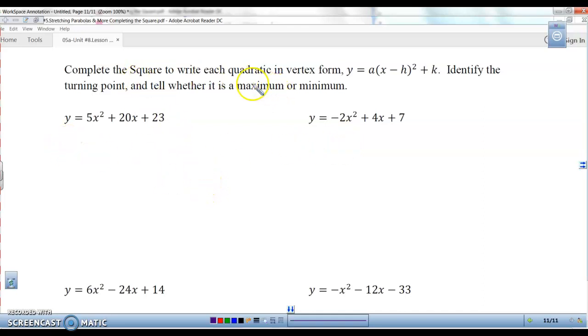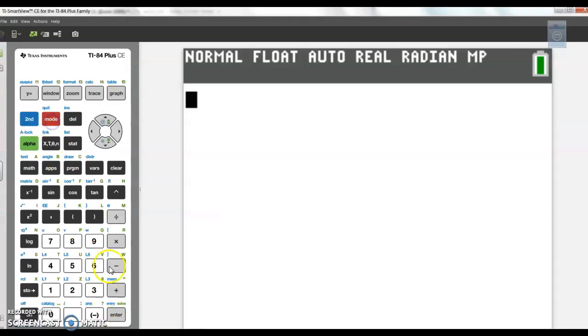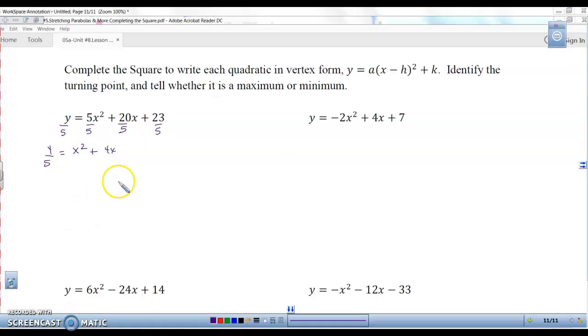Okay, so here we have: complete the square to write each quadratic in vertex form, y equals a(x minus h) squared plus k. Identify the turning point and tell whether it's a maximum or minimum. Remember, since the leading coefficient is greater than 1, we have to divide it out first. So we're going to divide by 5, and that gives me y over 5 is equal to x squared plus 4x, and then 23 divided by 5 is 4.6. Don't worry, it's a decimal, that's okay.